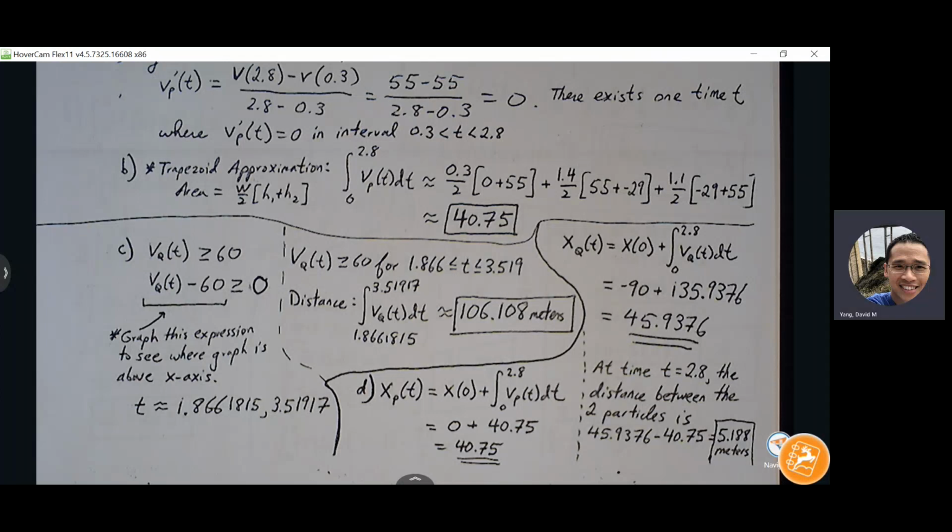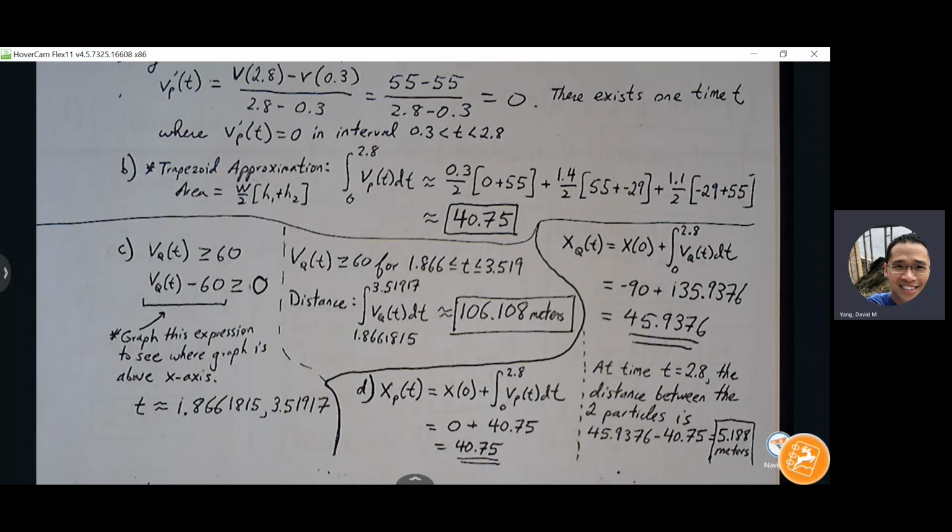Once I graph it, that's something like this, between 1 and 3.5. This is the region that I care about, the region that's above the x-axis. I first need to figure out the boundaries. So if I were to graph v of t minus 60, look for the x-intercepts, I get 1.866 and 3.519. And then between those time intervals, my graph is above the x-axis.